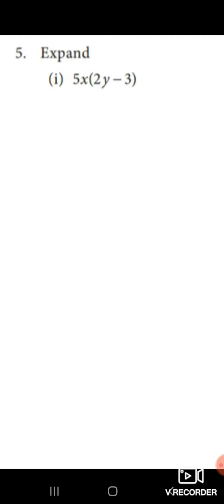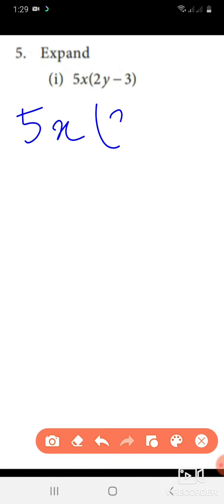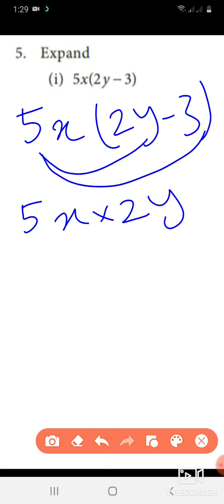Next one, expand. That also we are going to multiply. That means what? We have to multiply 5x by 2y minus 3. Okay, so shall we do this now? Yes. 5x, that means what? Product only. So we are going to multiply this 5x to 2y and to 3. Okay, so 5x into 2y and then 5x into minus 3 we are going to do.